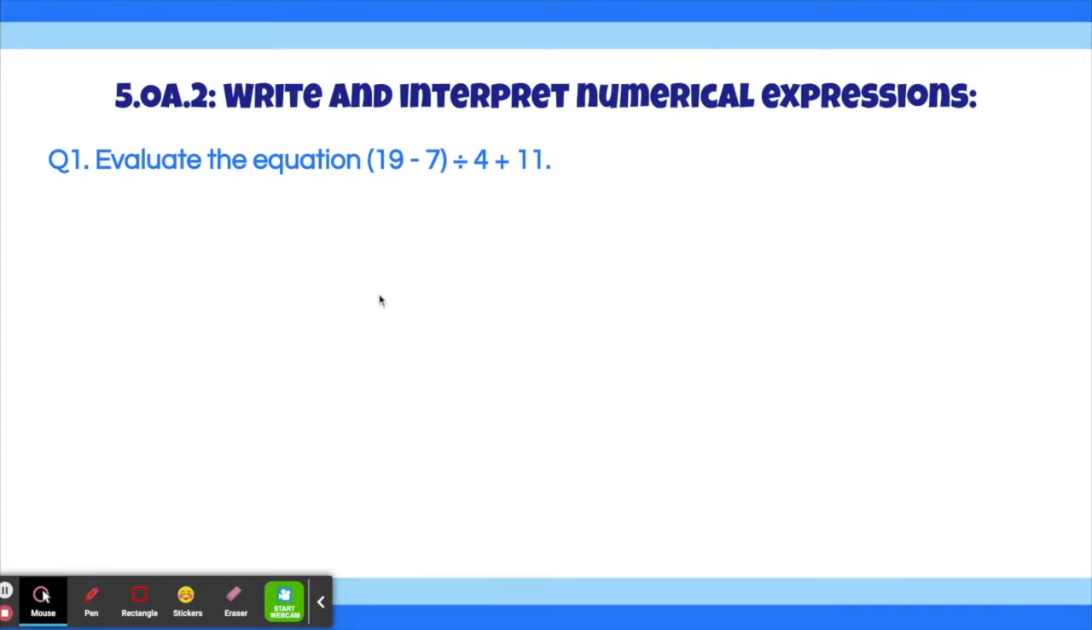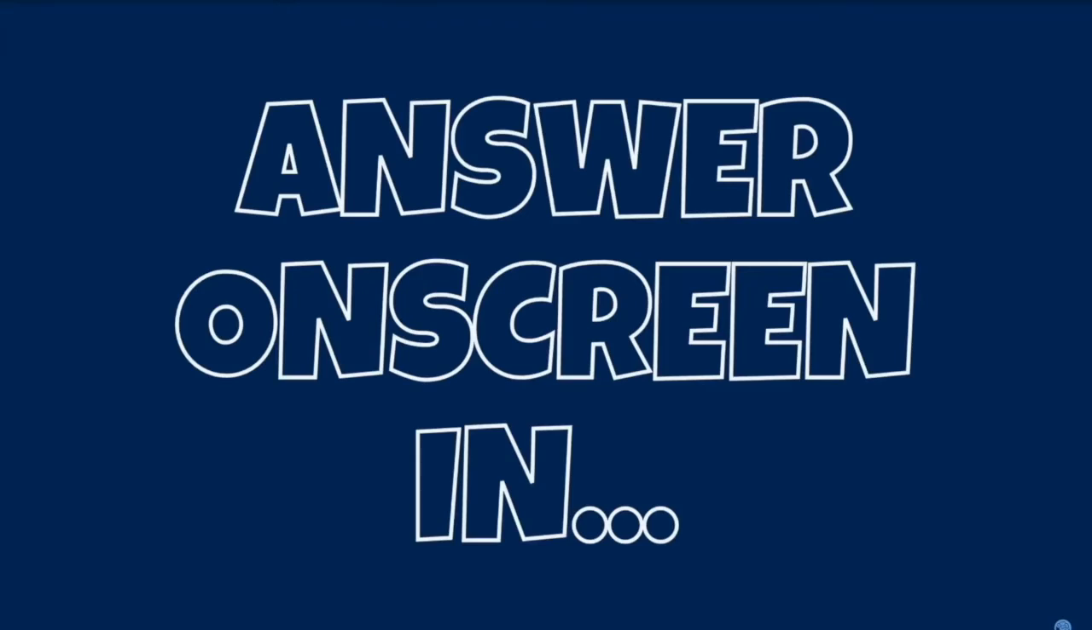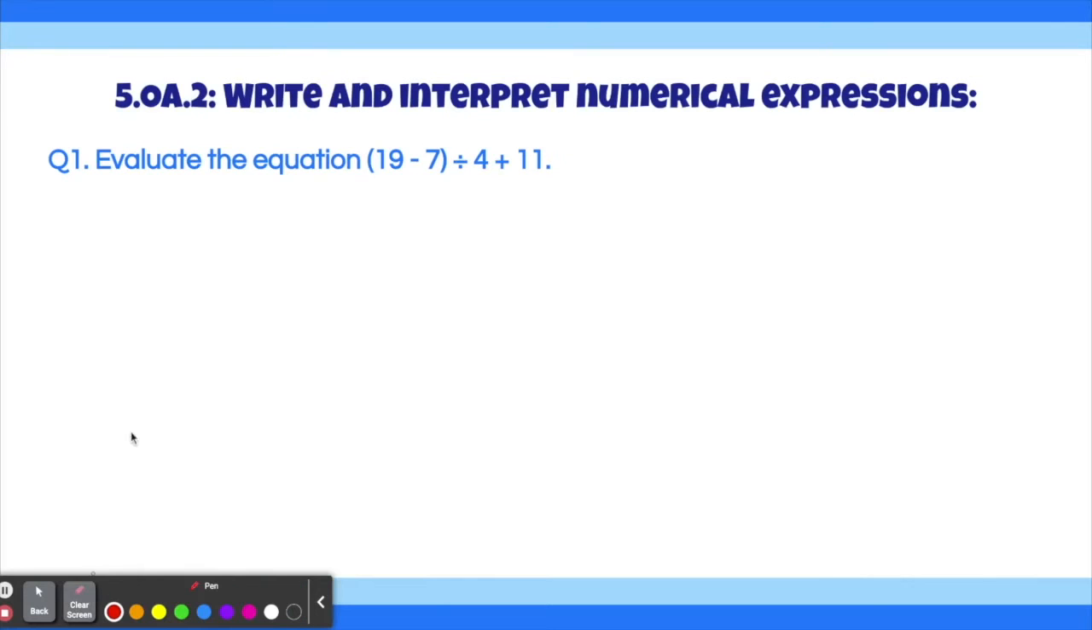Now, let's jump right into it with the first question. Question number 1: evaluate the equation 19 minus 7 divided by 4 plus 11. We'll give you a few seconds to solve this question. Feel free to pause the video if you need more time. Okay, so the answer to this question is 14.